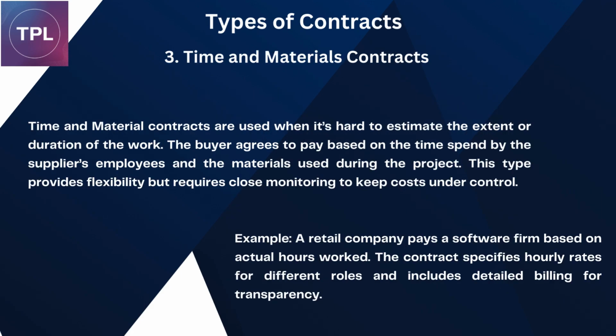3. Time and materials contracts. Time and materials contracts are used when it's hard to estimate the extent or duration of the work. The buyer agrees to pay based on the time spent by the supplier's employees and the materials used during the project. This type provides flexibility but requires close monitoring to keep costs under control.